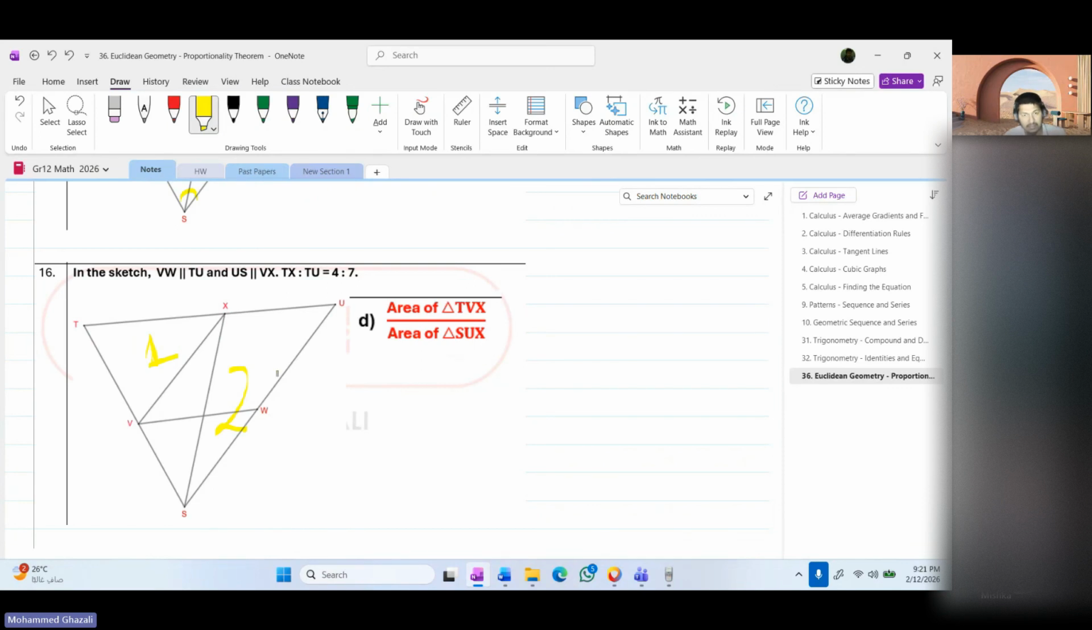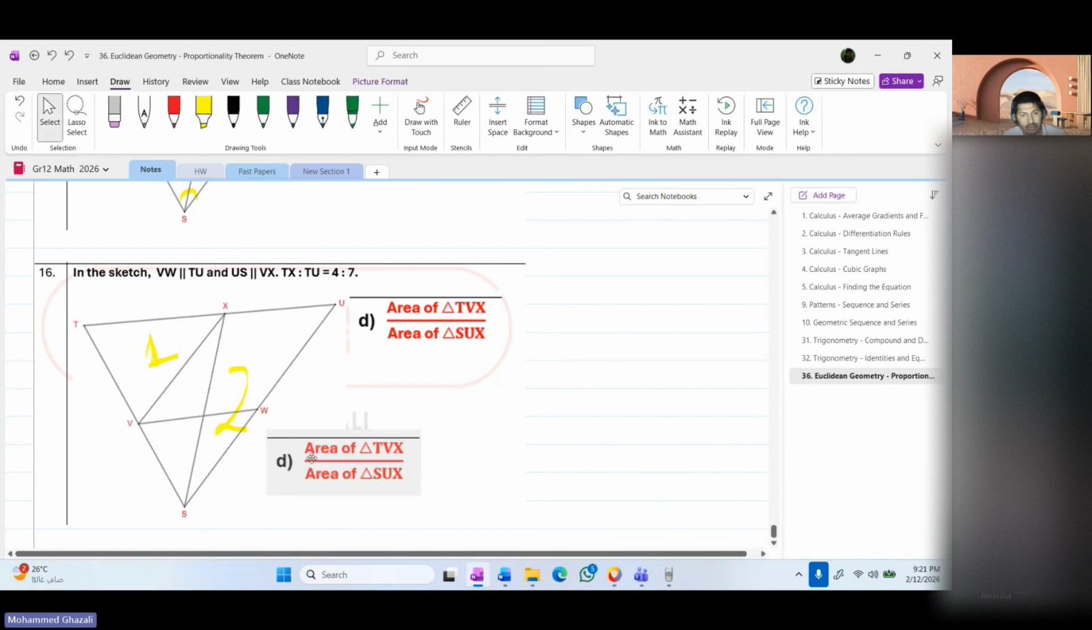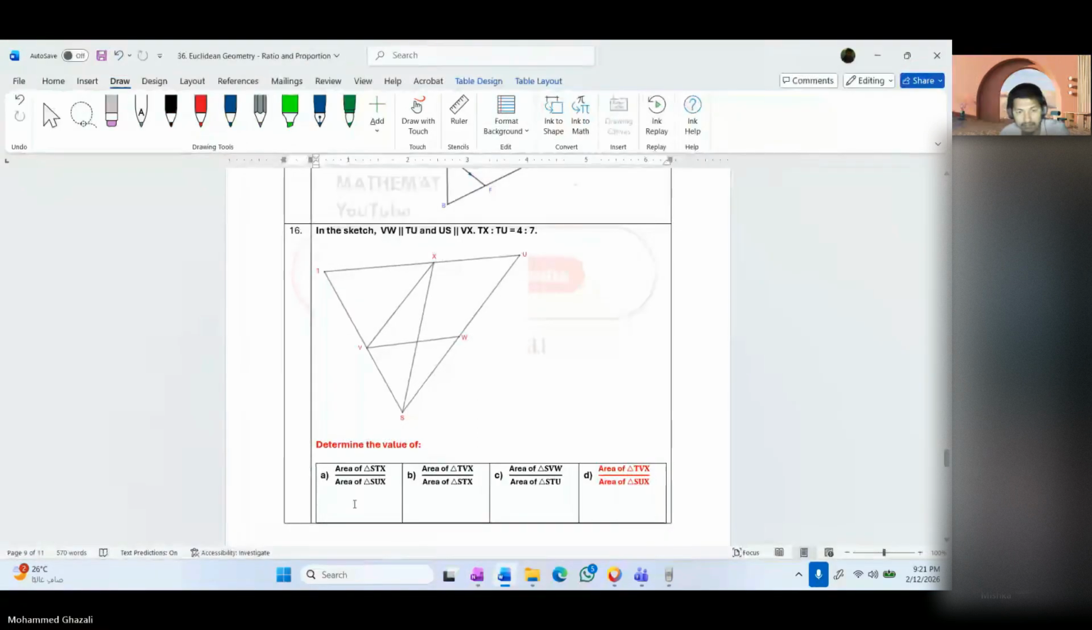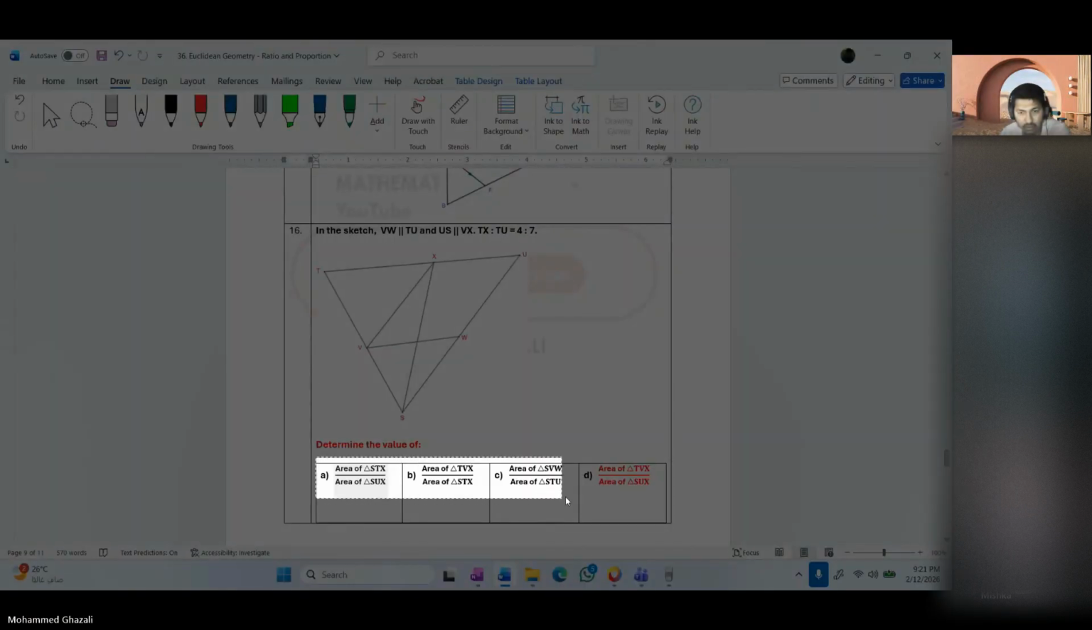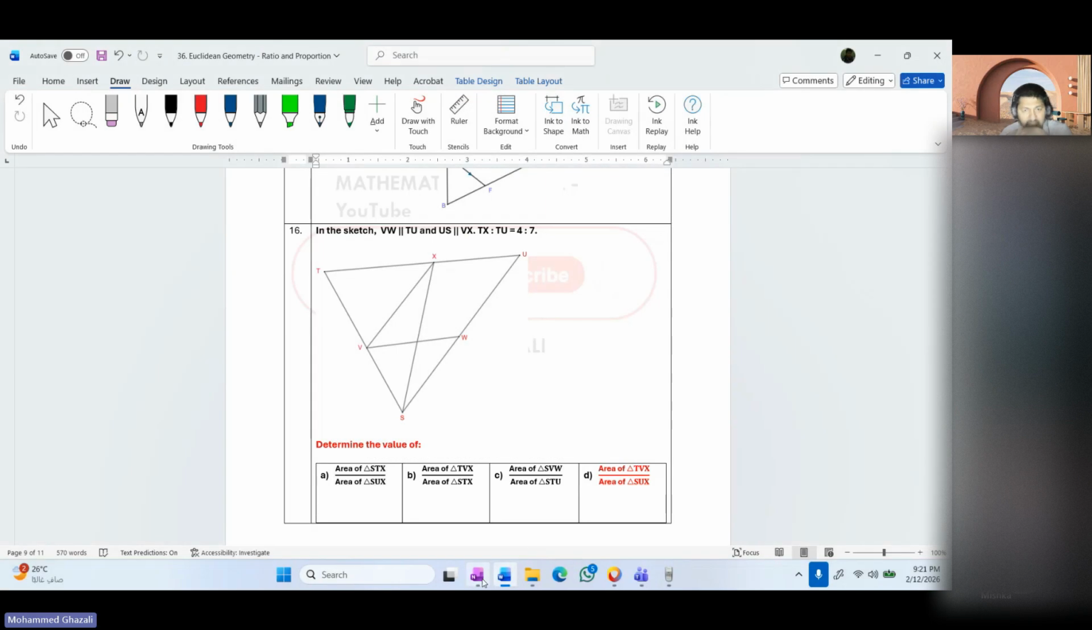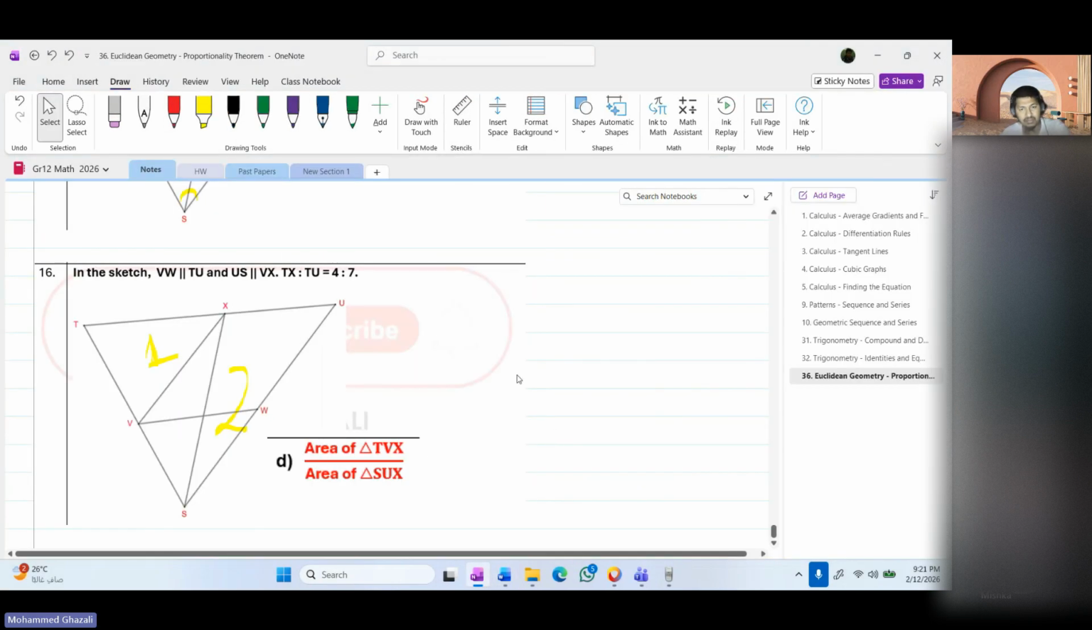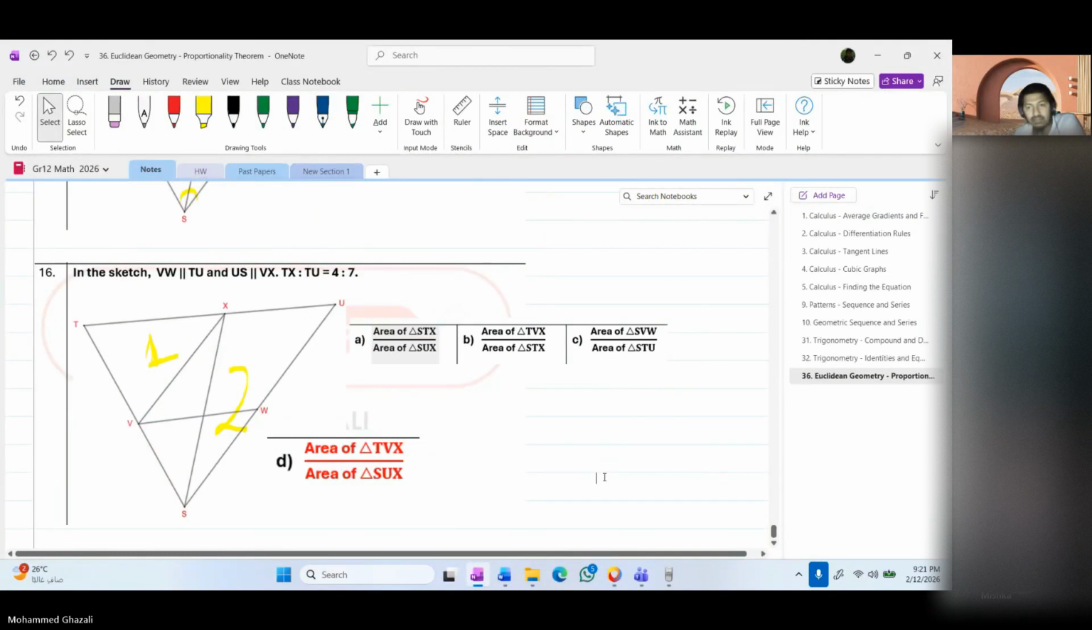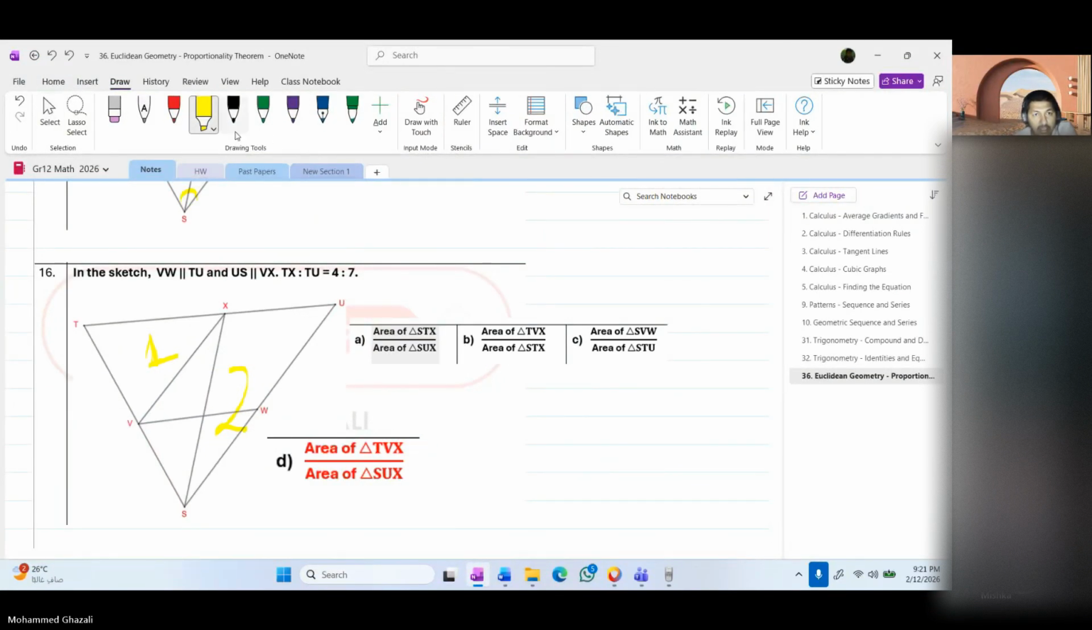But I want you to focus on what you just solved prior to this, because it's a follow-on question. We just solved these three problems. Maybe we can use those three problems to simplify this. Right, so we got area of TVX. Did we solve for that before? Yes. Area of TVX, okay, we got that. And area of SUX, where's SUX? There.